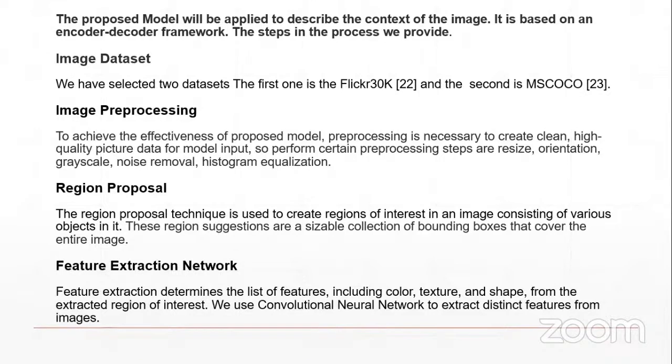We perform certain pre-processing steps: resizing, orientation, grayscale, noise removal, or histogram equalization. Regional proposer. The regional proposer technique is used to create regions of interest in an image consisting of various objects. These region suggestions are a sizable collection of bounding boxes that cover the entire image. Feature extraction. Different algorithms are used to extract the features of the image. Here we use CNN.